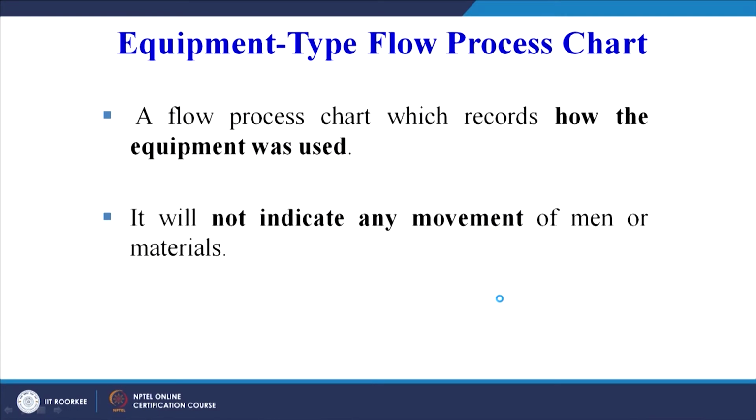Similarly, an equipment type of flow process chart, which records how the equipment was used, can also be drawn. It will not indicate any movement of men or material. An equipment type of flow process chart can be drawn if we want to focus on how the equipment is being used, or if there is scope for improvement in the way the equipment is being operated. So for equipment also we can develop a flow process chart.